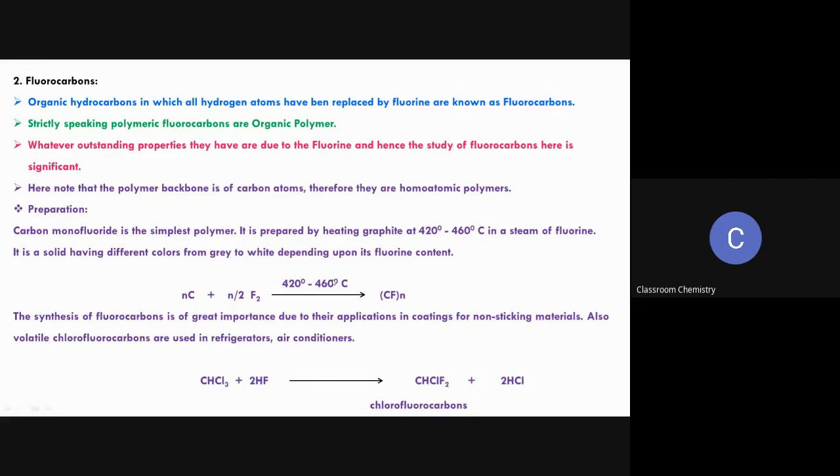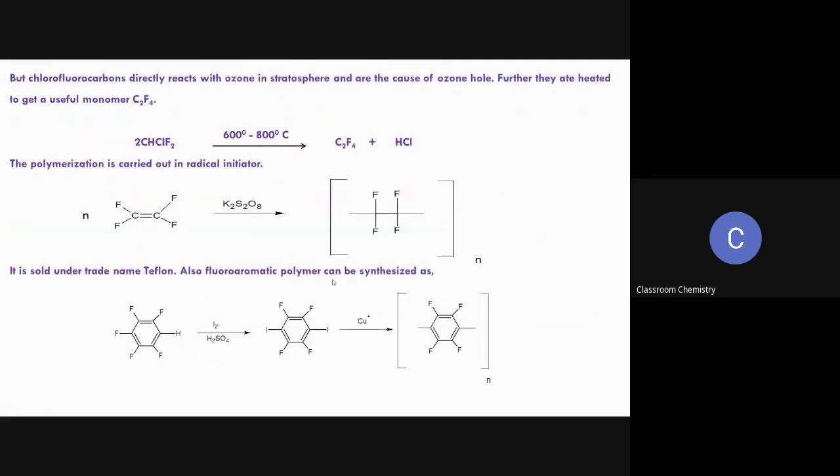Okay, and in this way the fluorocarbons are formed. We have also seen that chlorofluorocarbons directly react with ozone, and there is a cause of the ozone hole. So everybody knows what the cause of the ozone hole is? The main cause of the ozone hole is chlorofluorocarbons. Further, they are heated to get a useful monomer, that is C2F4.